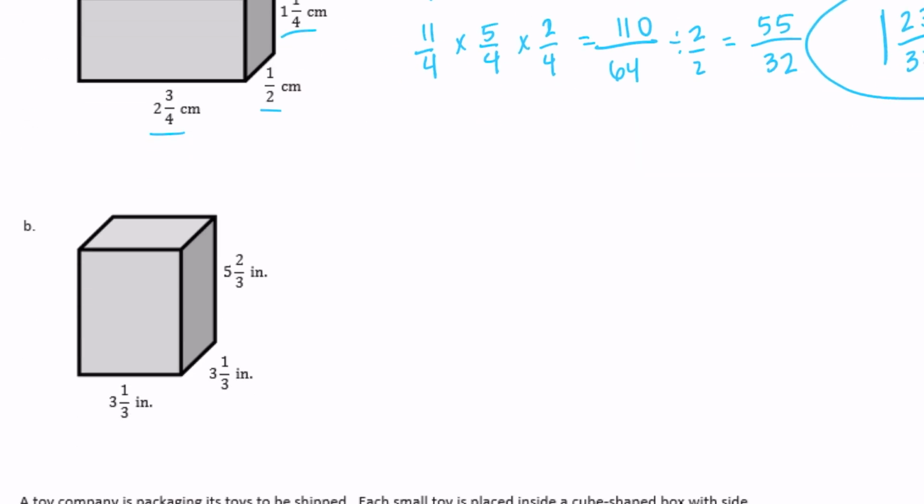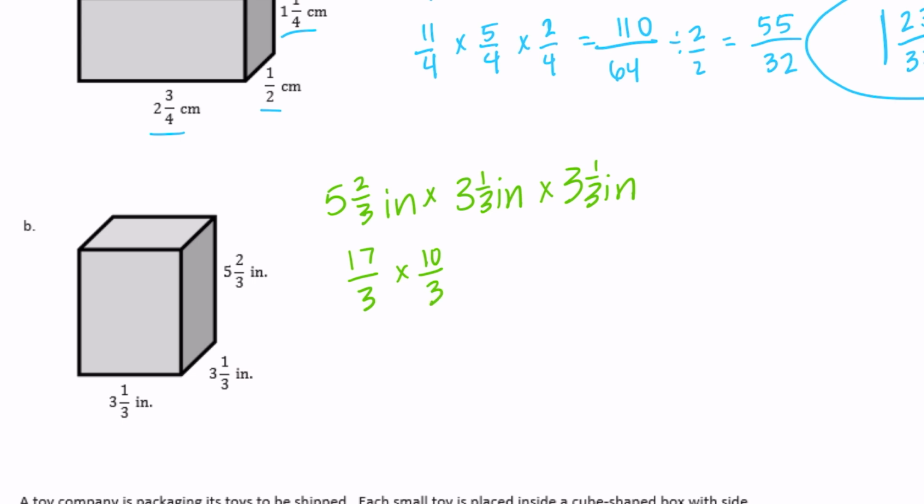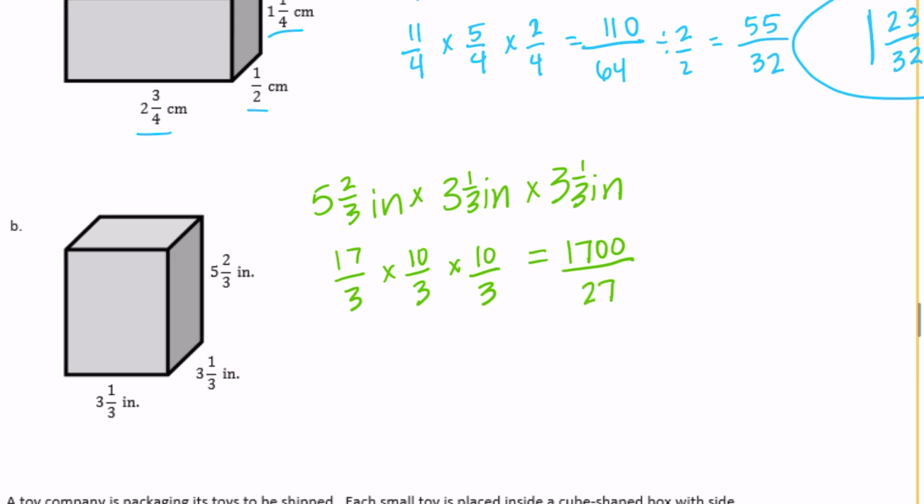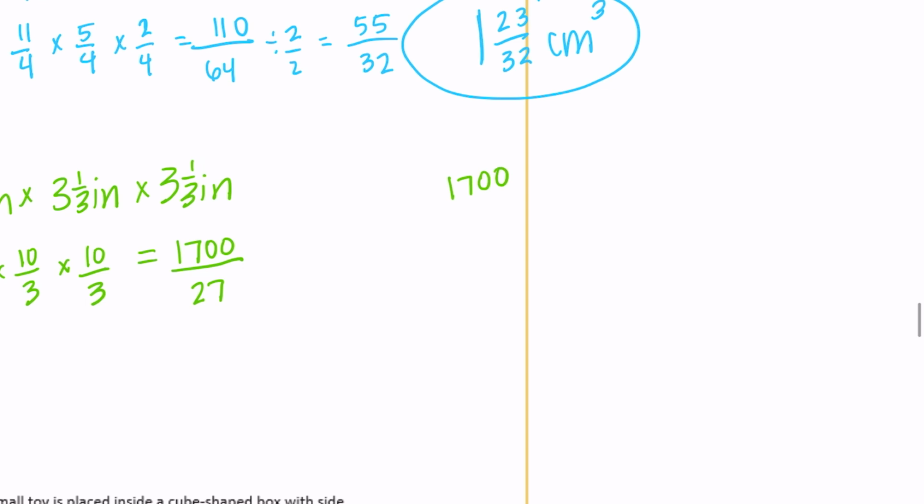So B, we have 5 2/3 inches times 3 1/3 inches times 3 1/3 inches. I'll make them improper fractions. 5 times 3 is 15, plus 2 is 17/3, times 3 1/3 would be 10/3, and then another 3 1/3 is 10/3. So 17 times 10 is 170, times 10 would be 1,700, over 3 times 3 is 9, times 3 is 27. Let's do 1,700 divided by 27.